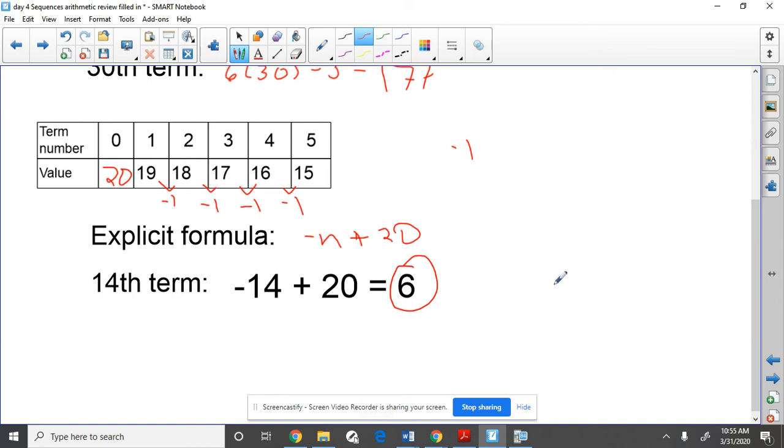So with the explicit formula, we can find our constant difference, we can find our 0 term, we can find the explicit formula, and we can plug in any n to find the value of that term.